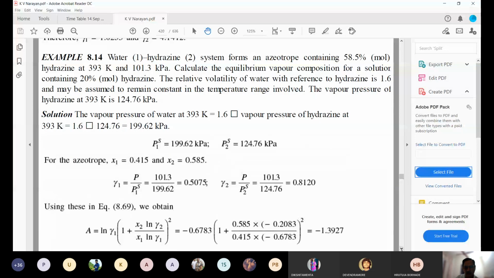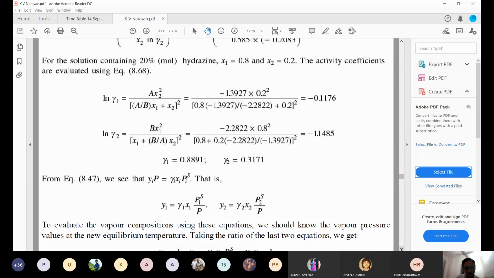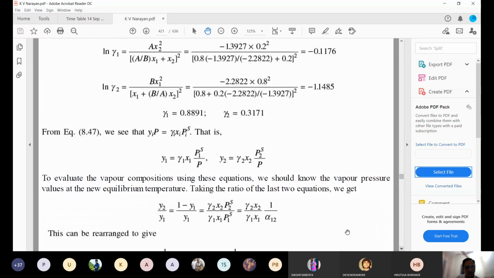Okay, so once you find gamma 1, gamma 2, now you need to find the equilibrium vapor composition for the solution containing 20% hydrazine. So what we need to find is Y1, right? For Y1 you can write YiP is equal to gamma xi Pis as Raoult's law, and from here you can find Y1 is equal to gamma 1 x1 P1S upon P, and Y2 equal to gamma 2 x2 P2S upon P, right?